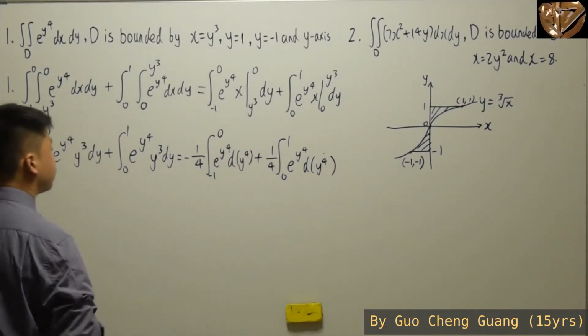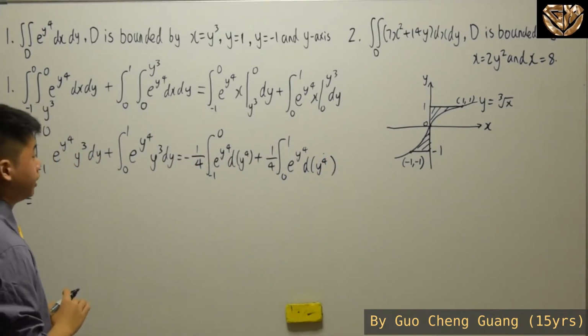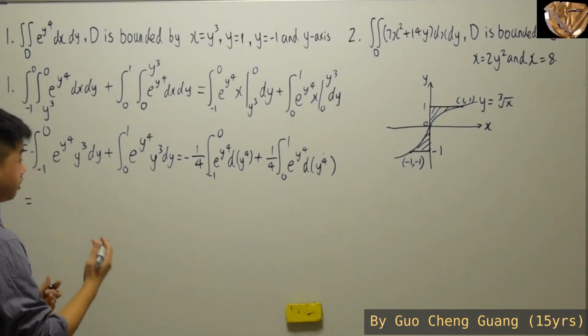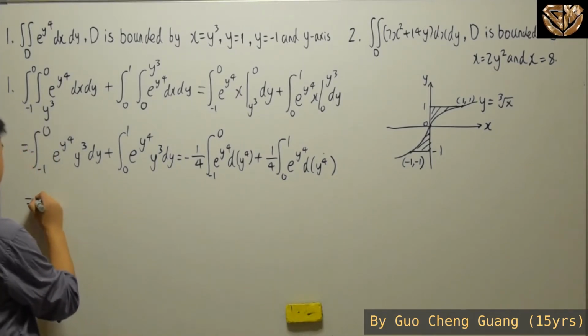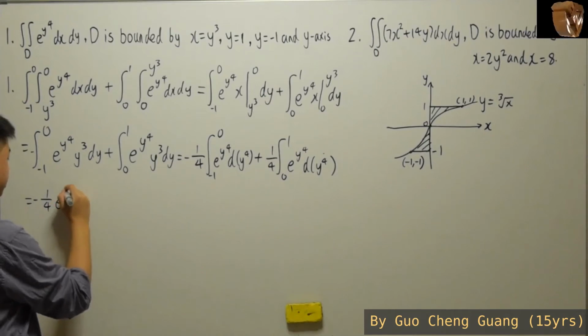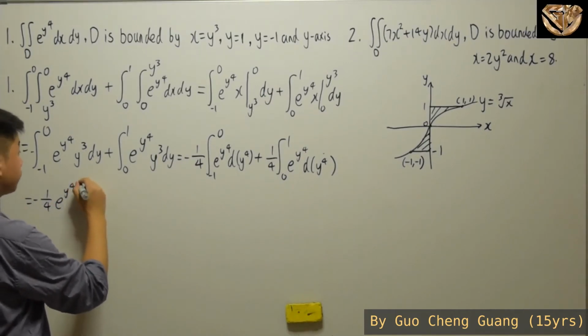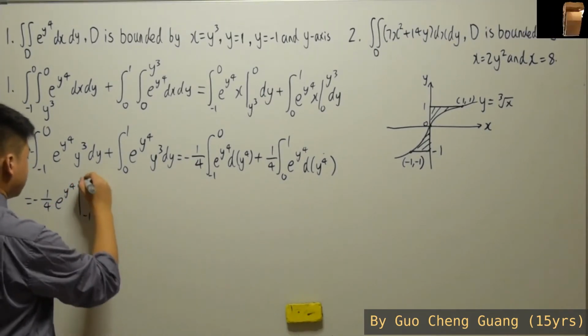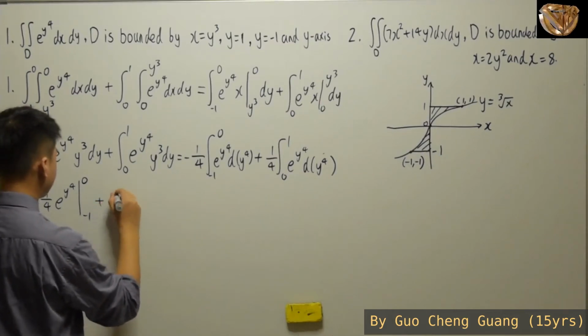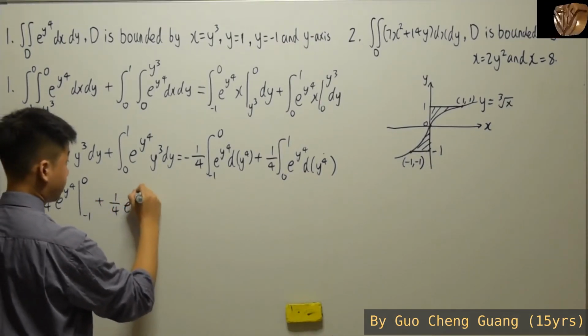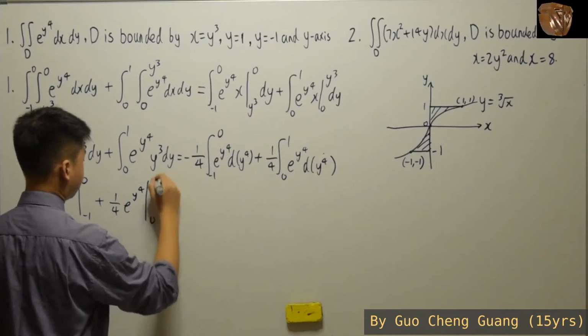Alright, so next we can just integrate whatever you have here already. Well, you're going to have negative 1 over 4 e to the power of y to the power of 4. Then substitute in negative 1 and 0. Well, for the positive part, you just substitute in 0 and 1.